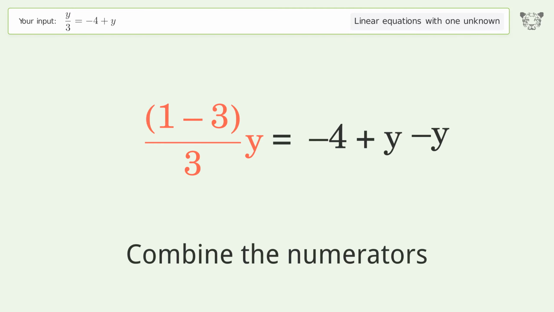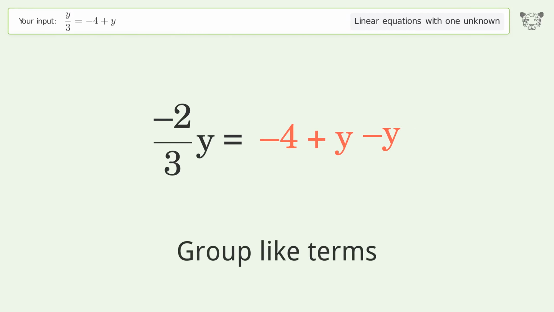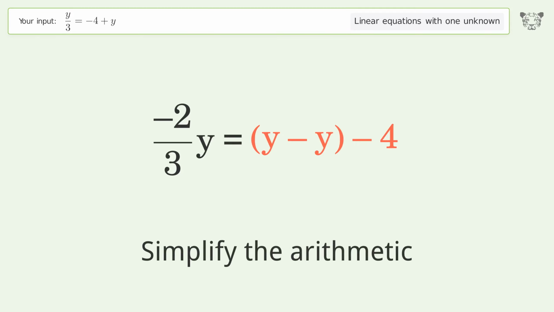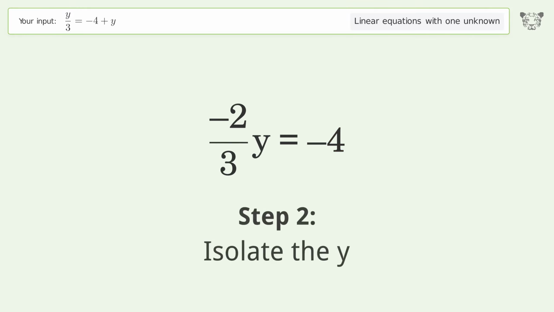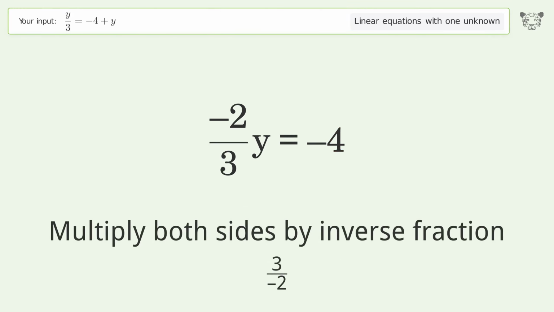Combine the numerators. Group like terms. Simplify the arithmetic. Isolate the y. Multiply both sides by inverse fraction 3 over -2.